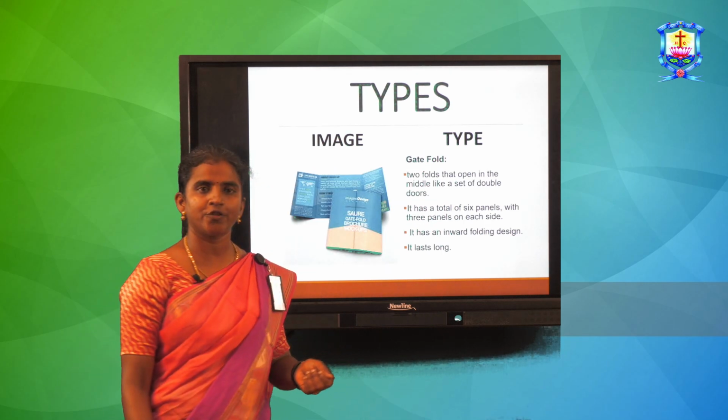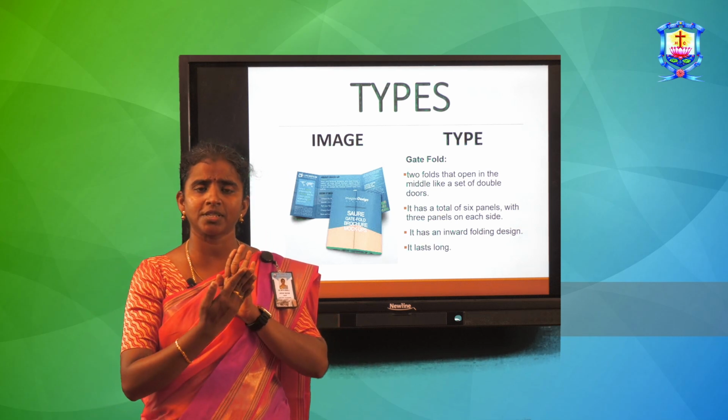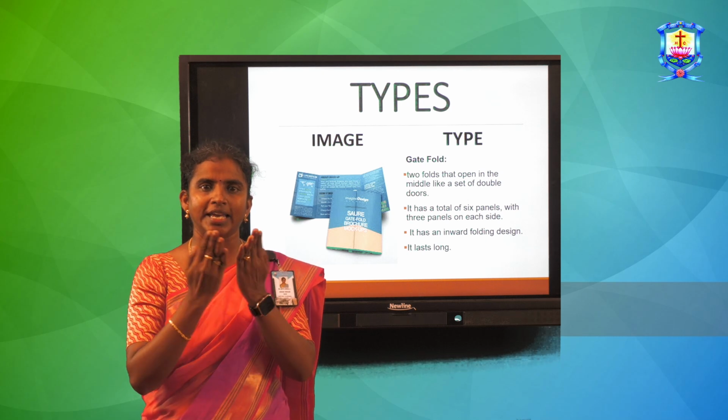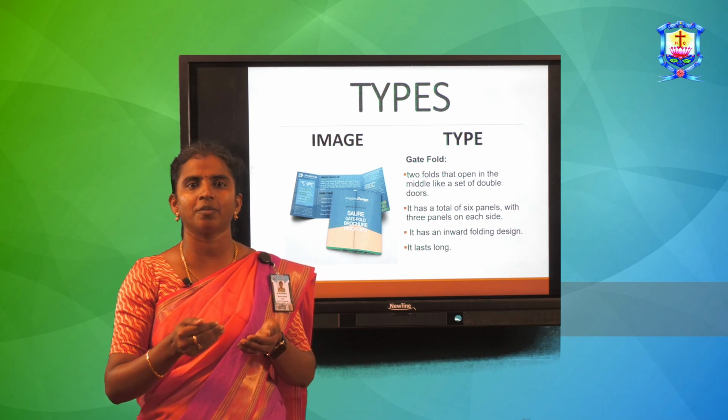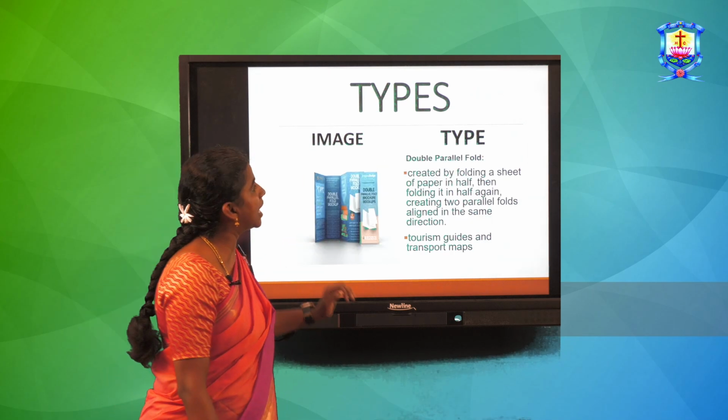Next one is gatefold. Gatefold is like a gate. You get 4 parts. So when you open it, it looks like a gate, and inside that you will find information about the company or product.